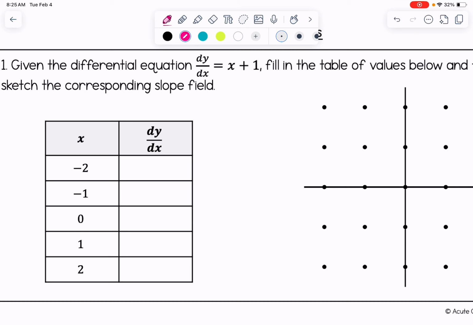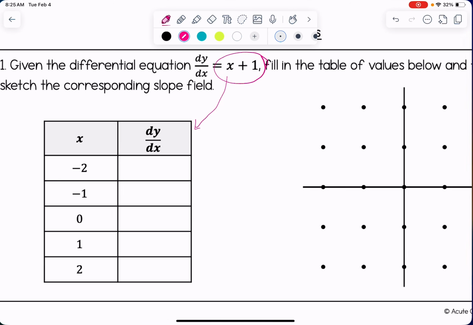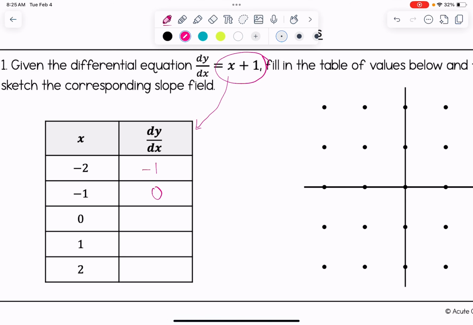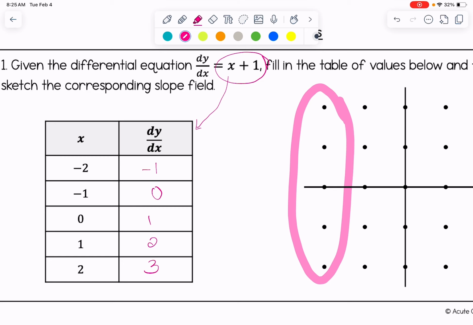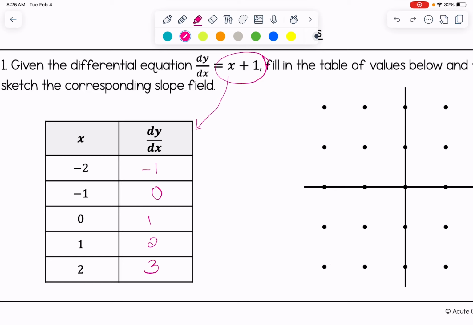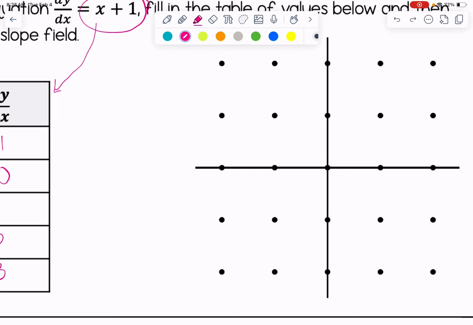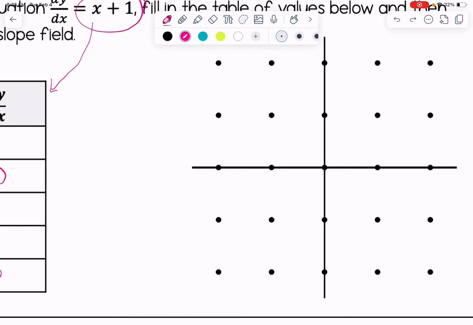I'm going to plug in each value of x into the expression x plus 1. I'm going to very quickly fill in here that would give me -1, 0, 1, 2, and 3. So what we're going to do at all of the points where x is -2, so that's going to be these 5, we're going to draw a slope of -1.